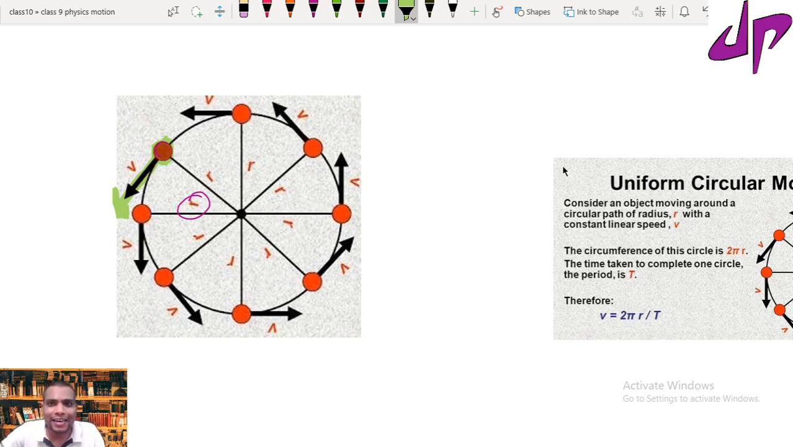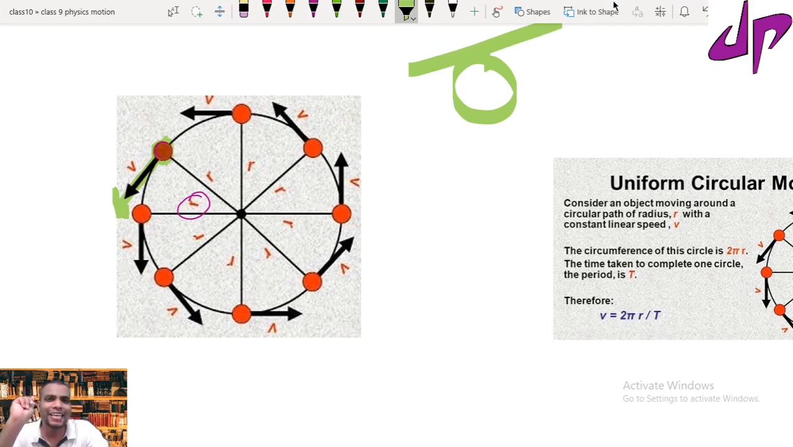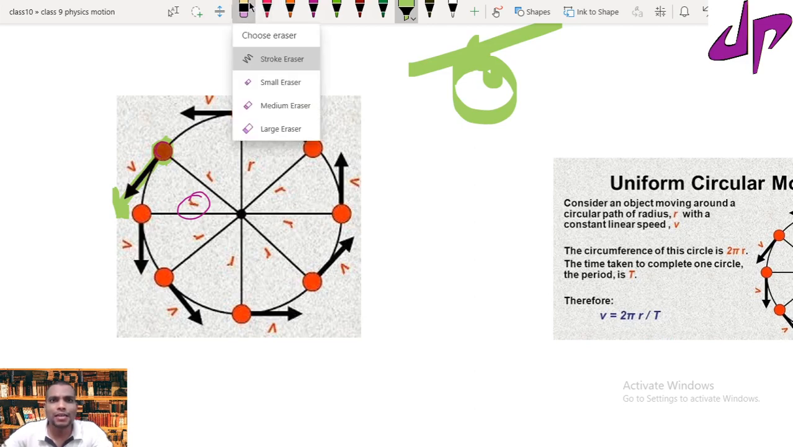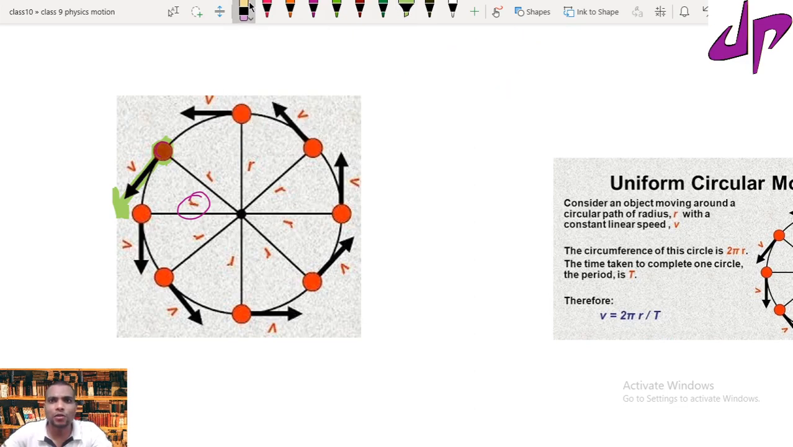We know that direction is called the tangent. Suppose you draw a circle. To this circle, you can draw a tangent line. Tangent means nothing but a line which touches a circle at a single point. That we define as a tangent. So we can mention that as the tangent direction. The velocity direction here is the tangent direction.